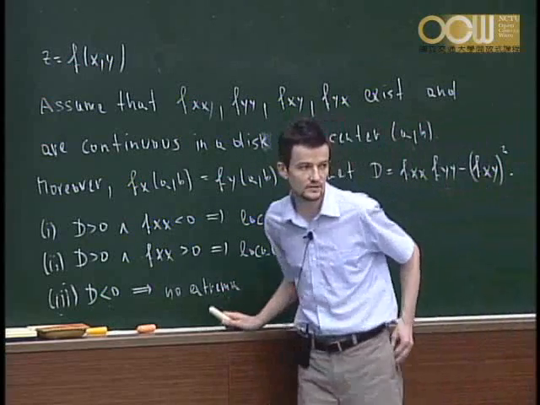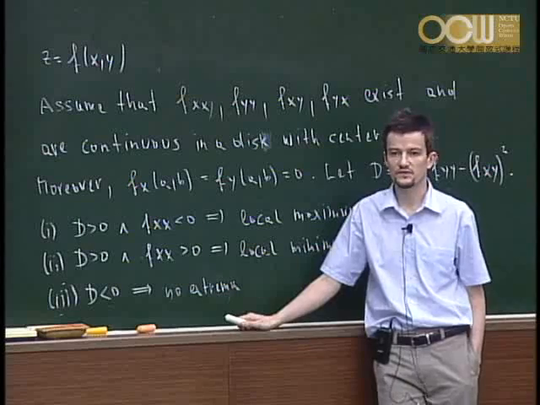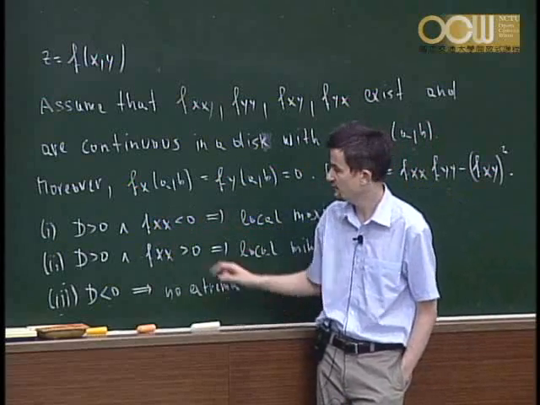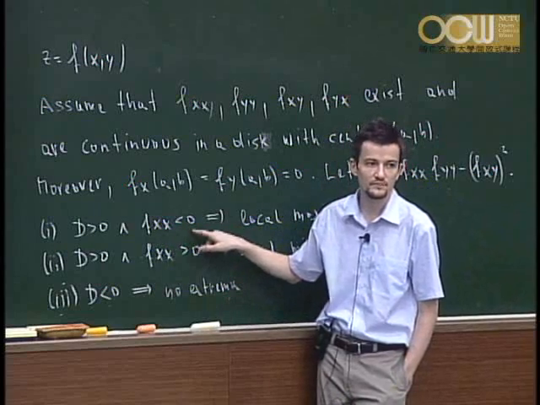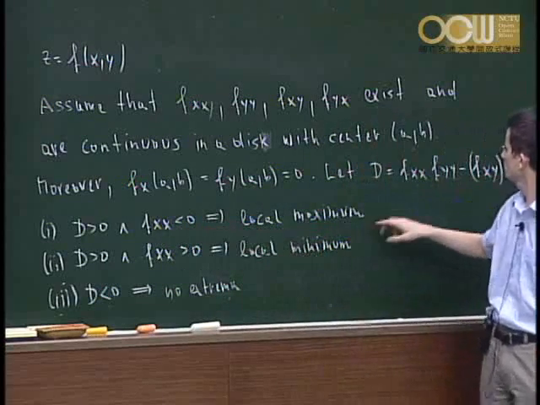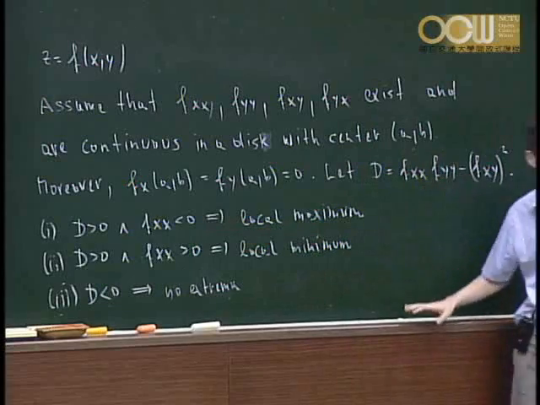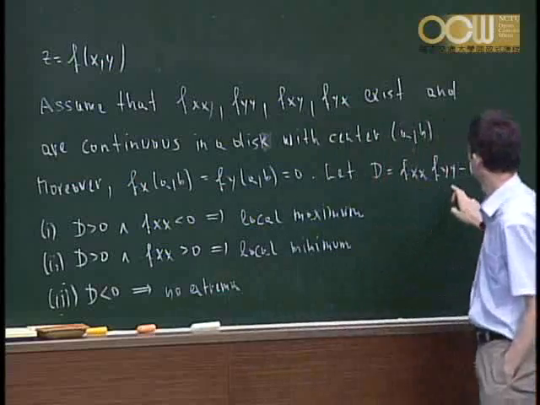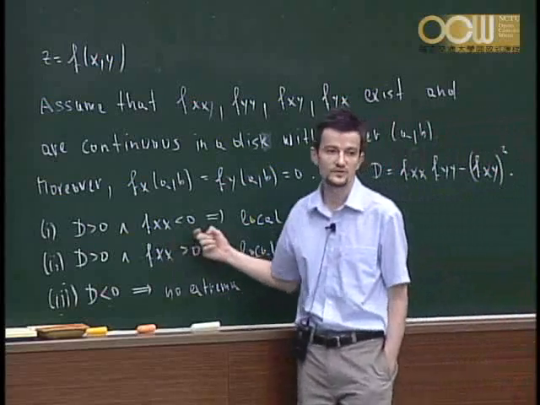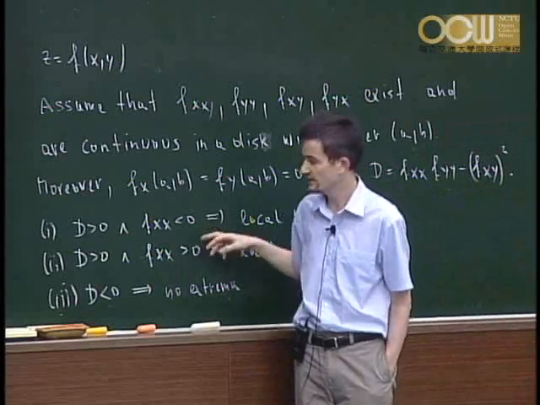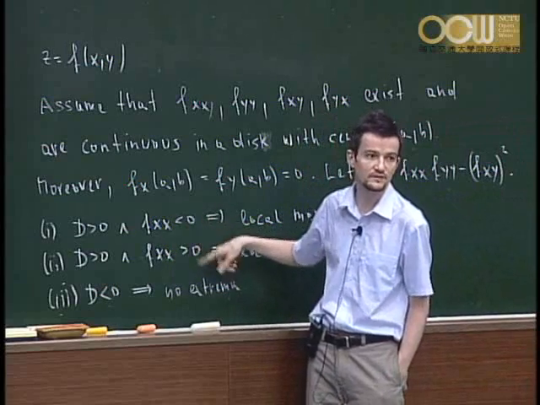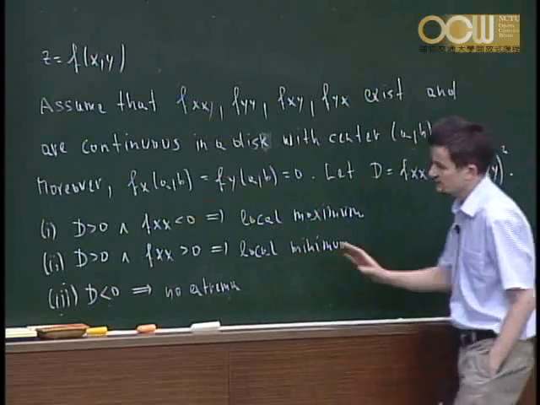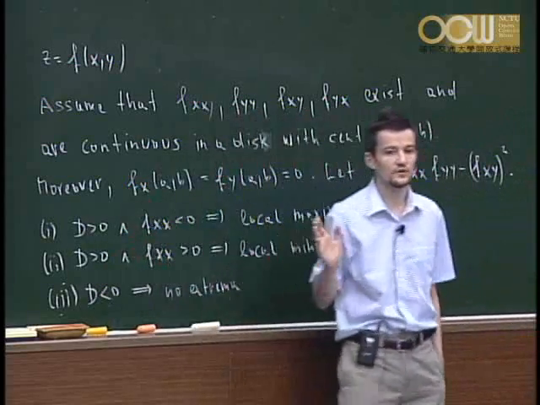You have to note that the case D equal to 0 is missing. Here, if you look at the first two cases, it looks like f_xx equal to 0 is missing as well. But if f_xx is equal to 0, then D is negative or 0. So if D is larger than 0, then f_xx cannot be equal to 0. So actually f_xx equal to 0 is not missing from those two cases, but the situation which is really missing is D equal to 0.